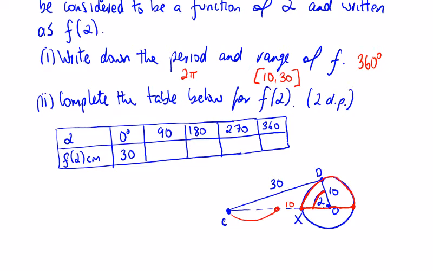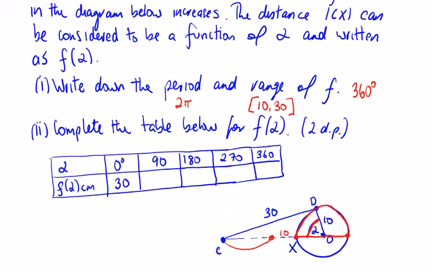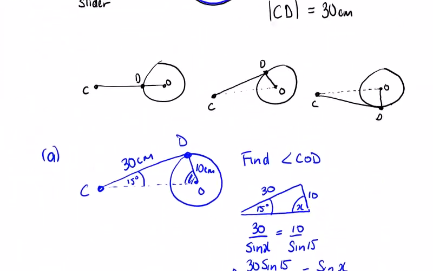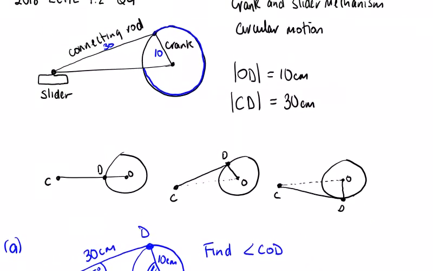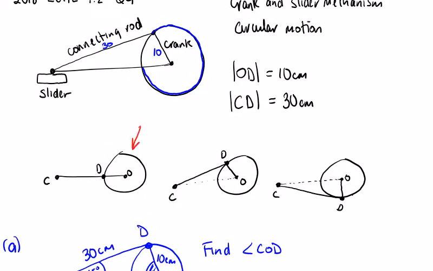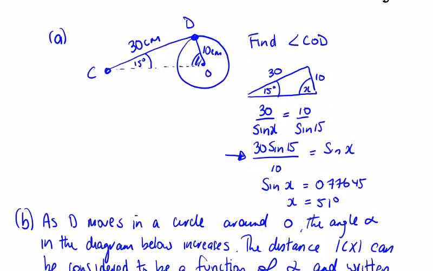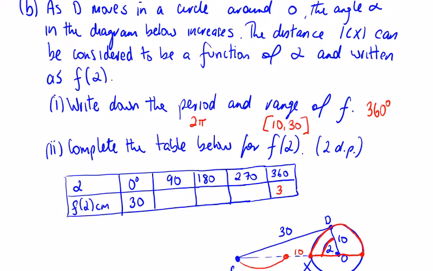Complete the table below for f of alpha, correct to 2 decimal places. So this is the length of CX depending on where the angle is. The first, you're given 0 degrees, and you're told that it's from the very first diagram, diagram 1, and you were told that this is 0 degrees. So D is going to move up to here, it's going to be 90. It's going to move around to here, and then we have 180. It's going to move down to the bottom, and we're going to have 270. Then it's going all the way back around to 360. So 360 and 0 are going to be the same. So you can fill that in, that's going to be 30.